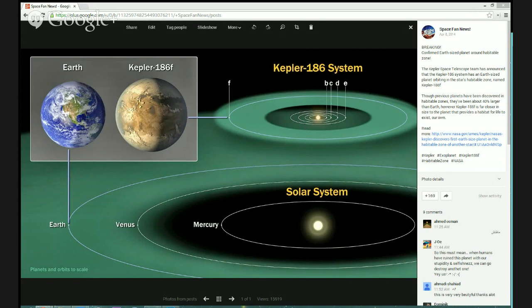All they know is the size, right, Carol? They know the size and they know its orbit. Its orbital period is 130 days. It gets around one-third of the solar radiation from its star because it's an M-dwarf, a red dwarf star. So it's not getting as much radiation because it's not outputting as much as our sun is. That's why, with its orbit being smaller, it's not receiving as much.